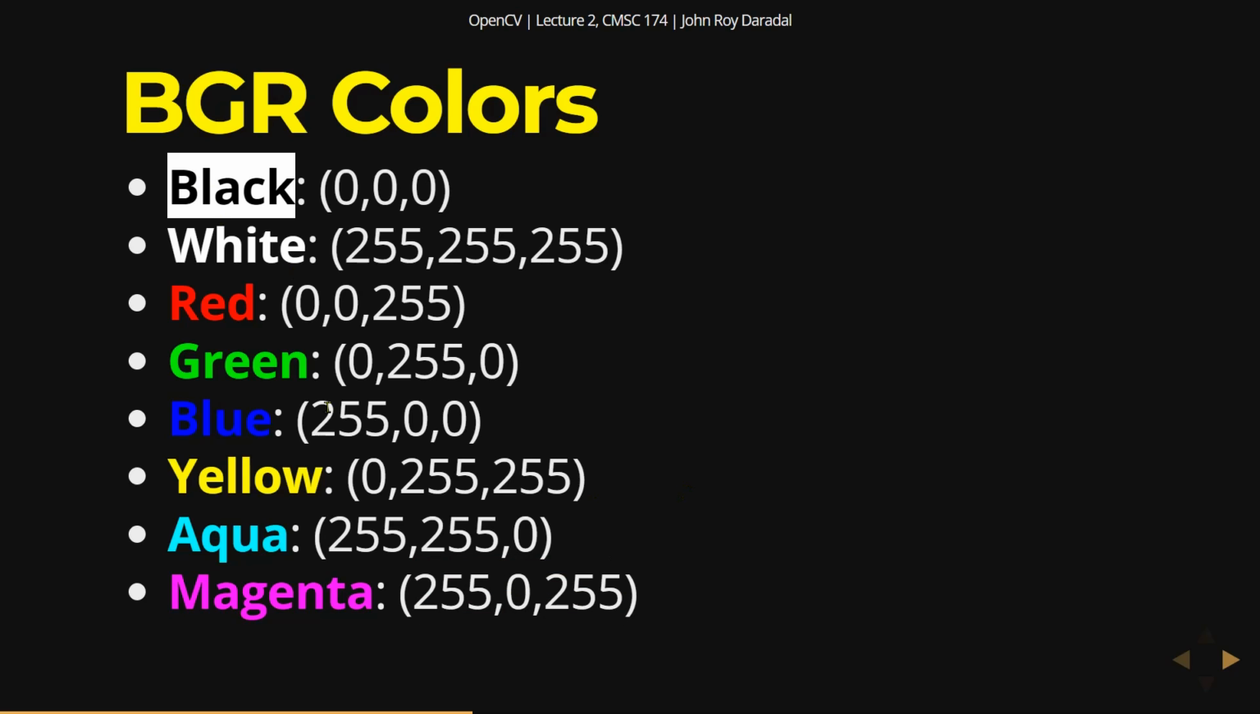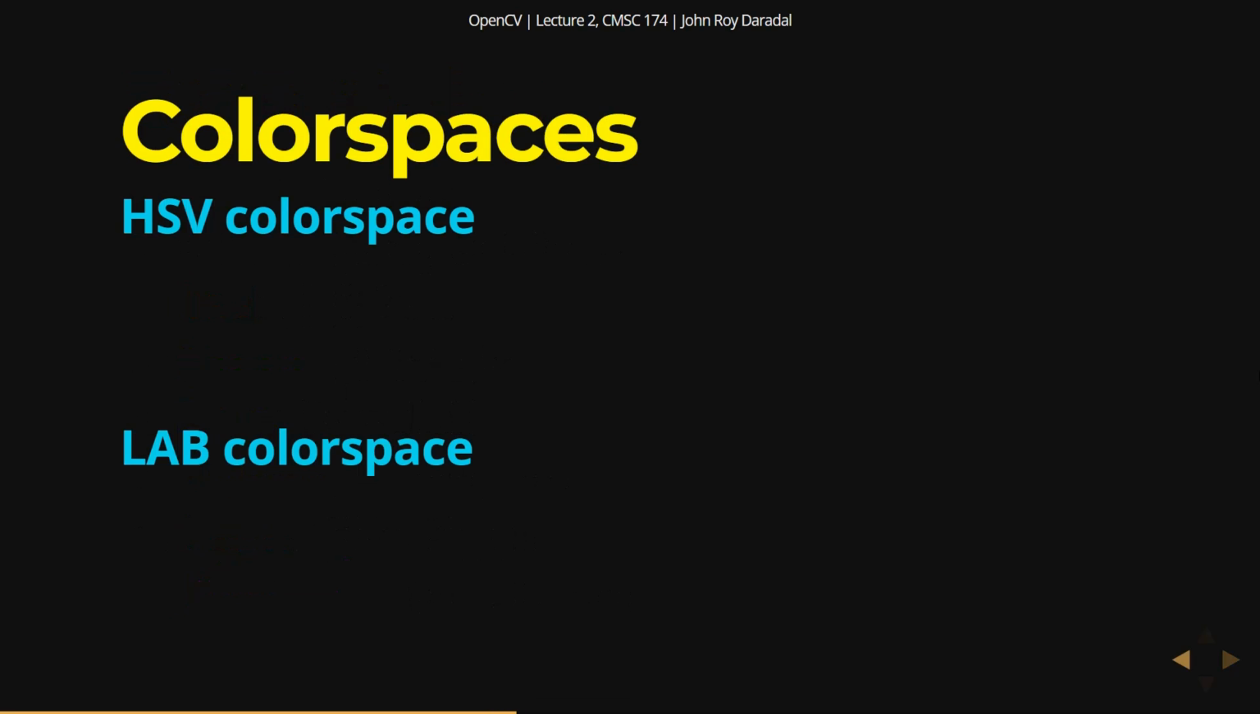Of course, these are not the only colors, but these are some of the primary colors and then the secondary colors. Any combination of numbers ranging from 0 to 255 in 3 channels would make a unique color. Now that's the RGB color space.